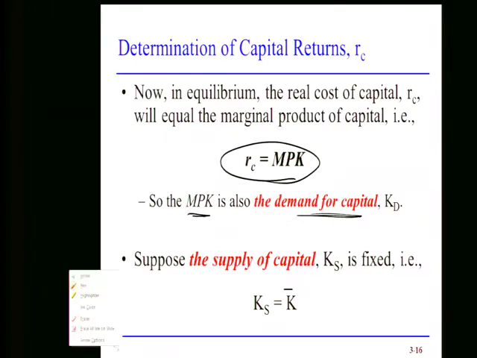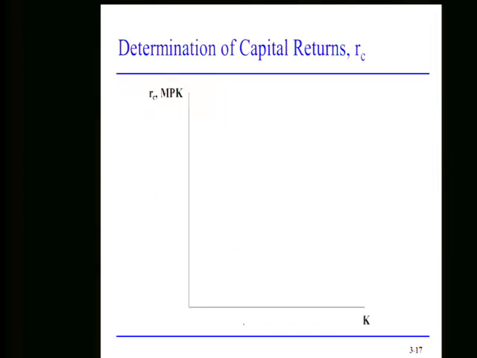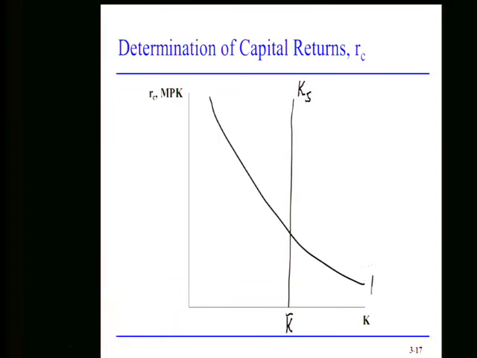And as a simplifying assumption, we're going to assume that the supply of capital is fixed. And this actually isn't such a bad assumption in the short run. It actually turns out the supply of capital does not change much in the short run, for reasons we'll look at later. So if we wanted to diagram this, which of course we do, this would be our capital supply at a fixed level, and our capital demand would equal our marginal product of capital.